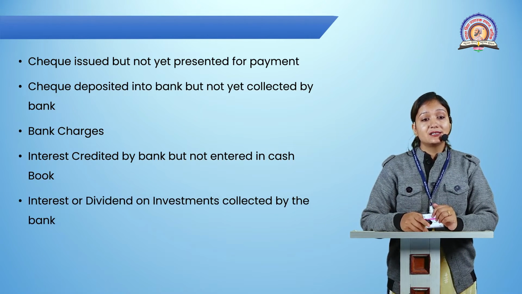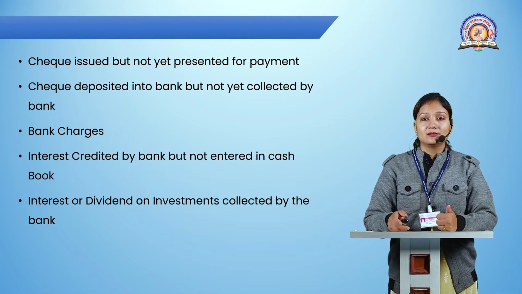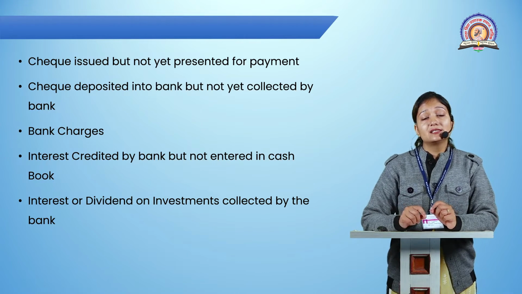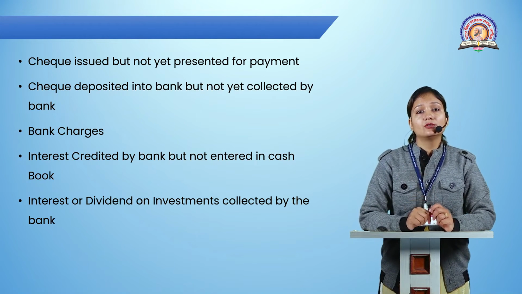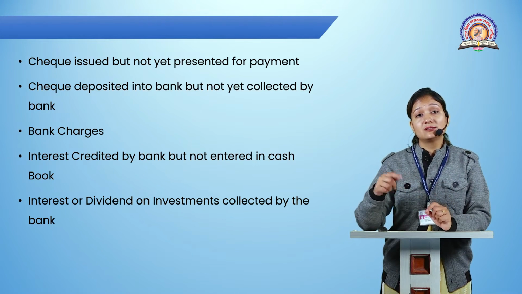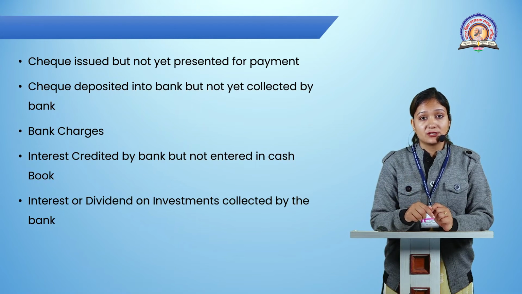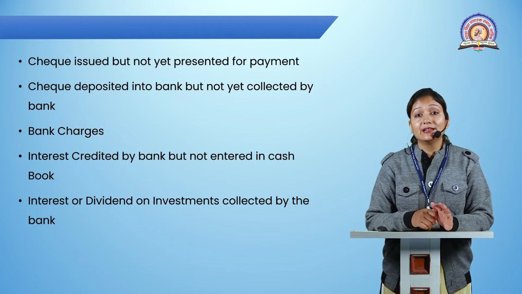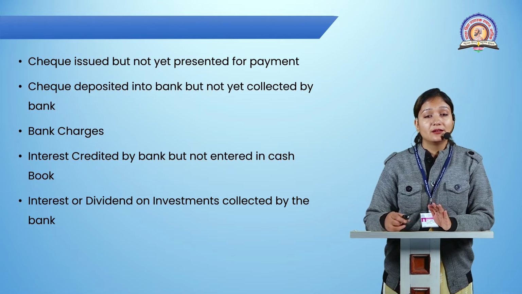Now, the next is interest or dividend on investment collected by the bank. For example, you have made a certain kind of investment. In this investment, you are getting a certain amount of interest. For example, you have made a fixed deposit. For the fixed deposit, you will get interest on that fixed deposit. So your income is getting up, but you do not have any idea in the cash book. So again, there is a difference between passbook and cash book.